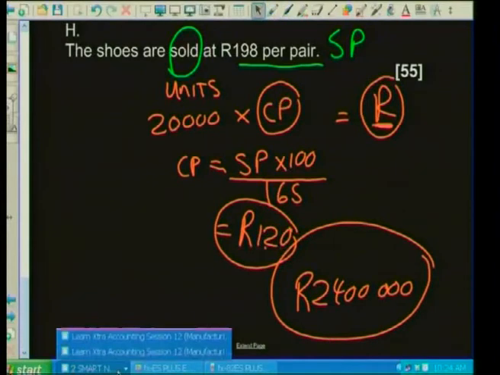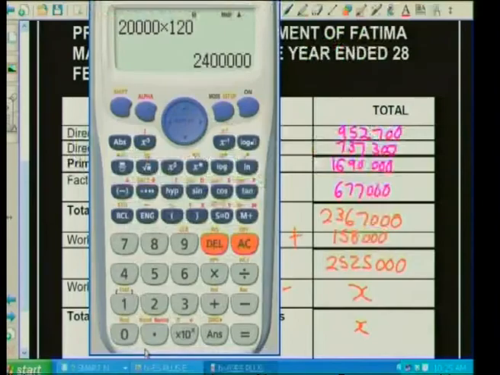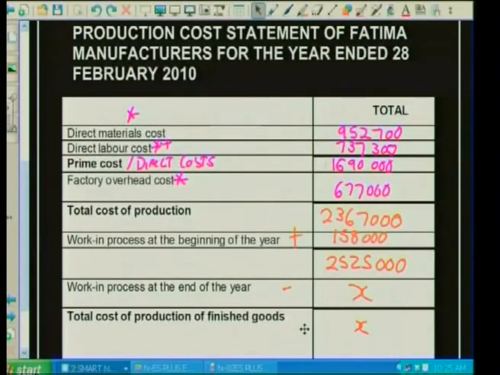So let's go back to our answer sheet. Total cost of production of finished goods was what we just calculated. Show your calculations in brackets. We took the 20,000, we multiplied it by 120 Rand to get, let's just erase this X quickly, to get an amount of 2,400,000.